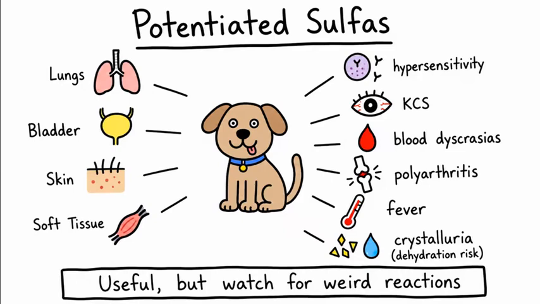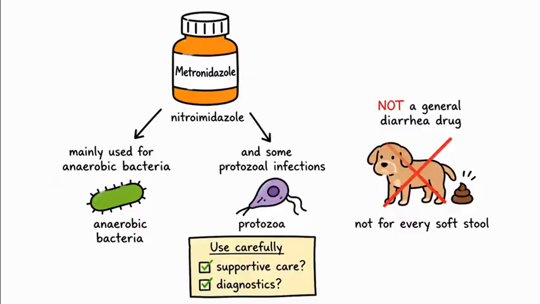In dogs, sulfonamides can cause hypersensitivity reactions, keratoconjunctivitis sicca, blood dyscrasias, polyarthritis, fever, and other idiosyncratic problems. Crystalluria can also be a concern, especially if the animal is dehydrated. So with sulfas, think effective and useful, but monitor for weird immune-mediated or idiosyncratic reactions.